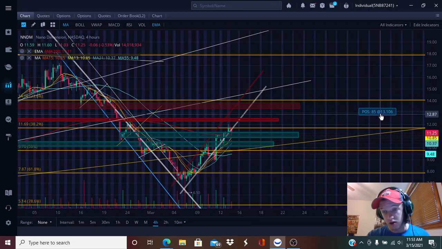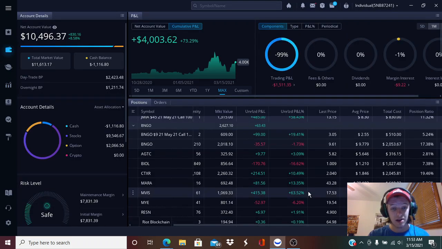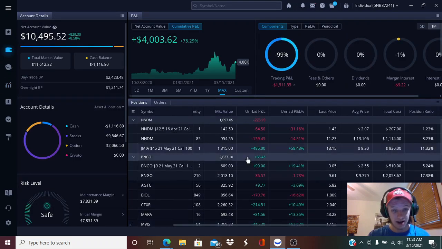But I personally, you can see my position. My average cost $13, getting killed right now. This is the one that I'm getting killed the most on, actually. I picked up a call on this so early, man, so early. But I want to give you guys an example real quick, even though we're in the technical analysis section. On this Jumia call, I was down like 80% on this like 2 weeks ago.